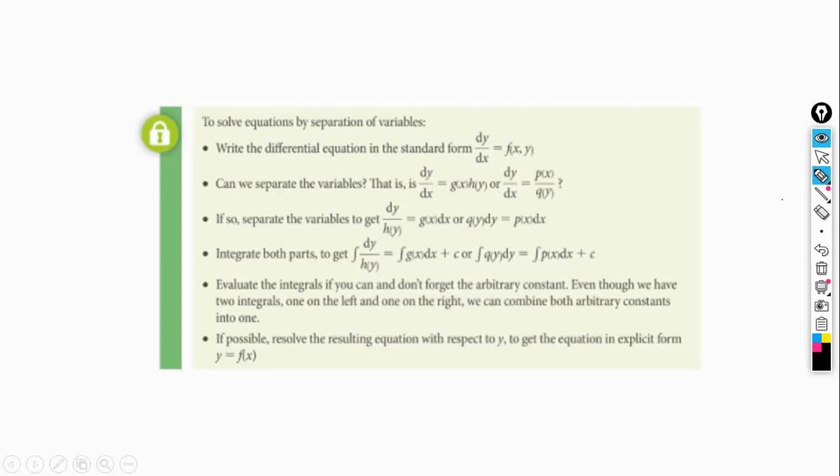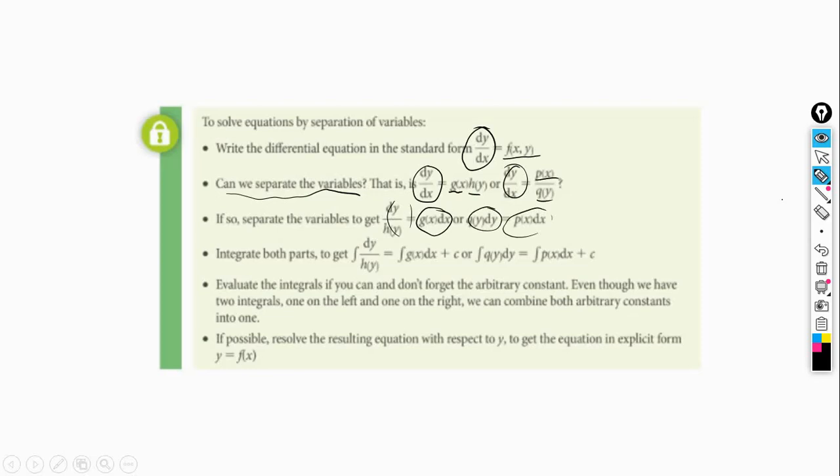So the first piece of advice is to write the equation in the standard form, dy/dx is equal to f of x, y. Then you have to ask yourself, can we separate the variables? That is, can you rewrite dy/dx as a function g of x times a function h of y? Or can you rewrite dy/dx in the form p of x divided by q of y? If that is possible, then you can separate the variables to get dy over h(y) is equal to g(x) dx, or q(y) times dy is equal to p(x) dx.